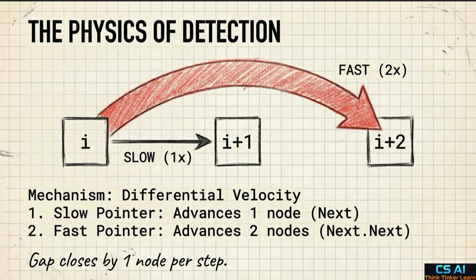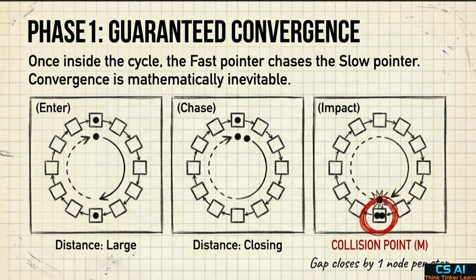Continuing with the physics of detection, let's apply this to our linked list pointers. The mechanism relies on differential velocity. We use two pointers. One, a slow pointer. This pointer advances one node, which is next, at a time. Two, a fast pointer. This pointer advances two nodes, next dot next, at a time. As these pointers move through the list, if a cycle exists, the gap closes by one node per step. The steady closing of the gap ensures that if a cycle is present, the fast pointer will eventually catch the slow pointer.